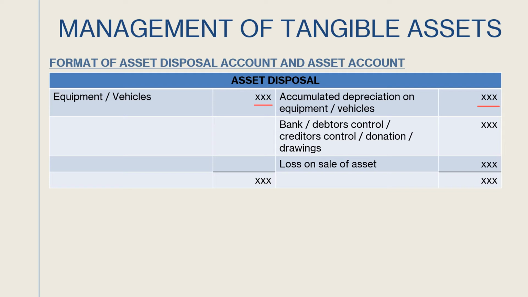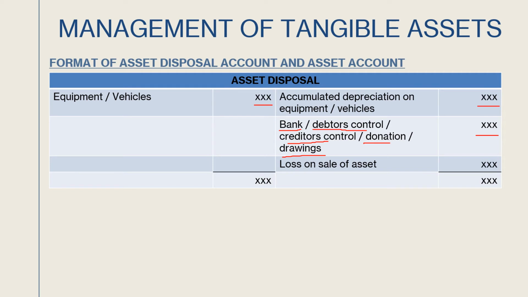And then also on the credit side, it now depends. Okay, how did we sell the asset? If we sold the asset for cash, then we're going to put bank. If we sold it on credit, we're going to put debtors control. If we've traded it in, we're going to put creditors control. If we've donated it, it's going to be recorded as a donation. And then if the owner took it, it's going to be recorded as drawings. Okay, so this will depend on the transaction that they give you.